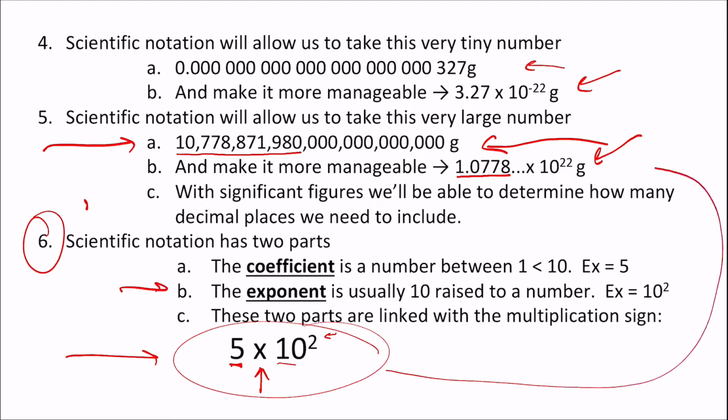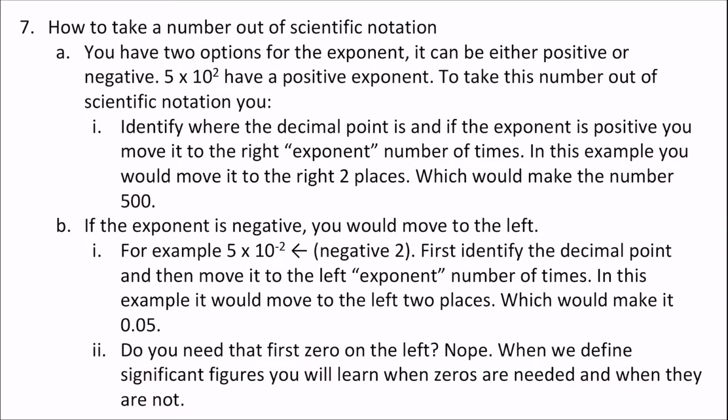And if you take a look up here, these are very similar. They have a coefficient, which is more than 1 but less than 10. They have times 10, and then they have a number which can be positive or it can be negative, raised to some exponent. How to take a number out of scientific notation. You have 2 options for the exponent. It can be either positive or negative. So 5 times 10 to the second, that has a positive exponent.